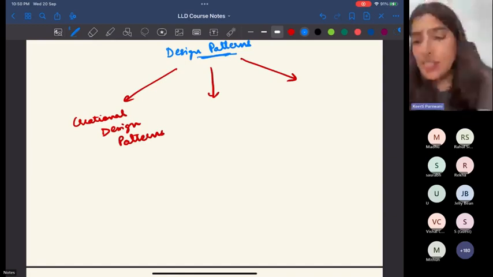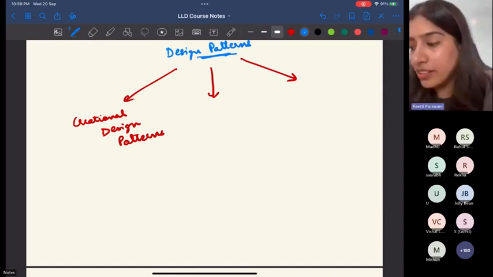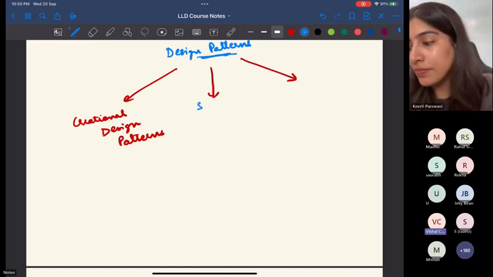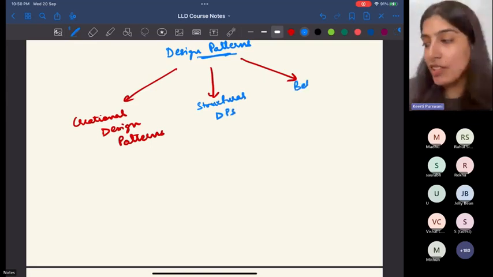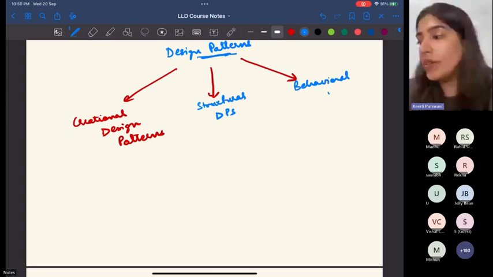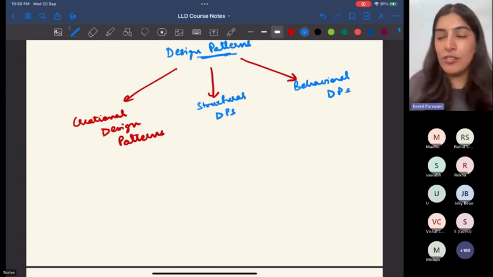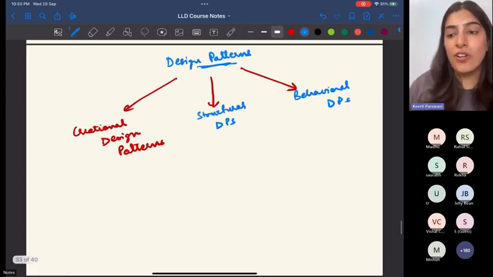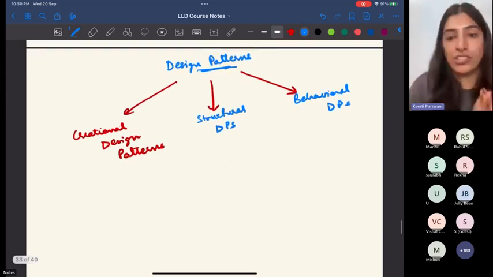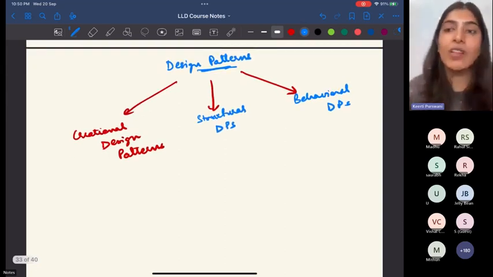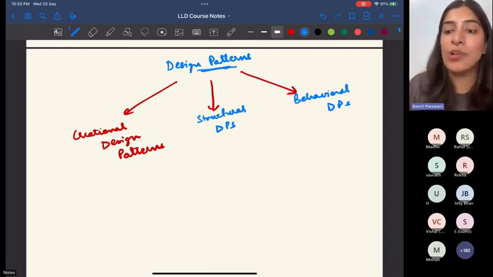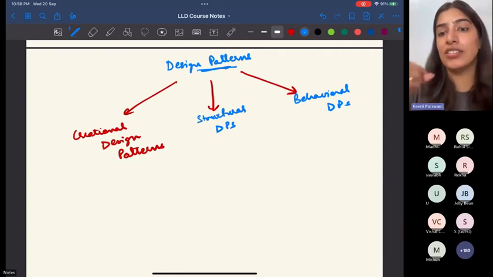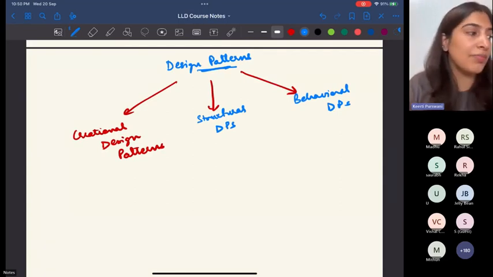What is the other one? Does anyone know the other types of design patterns? Behavioral and structural. Yes. So one of the questions that came yesterday was, what is the difference between structural and behavioral? Let me explain in terms of the definition, or in general, what is the guideline for structural and what is behavioral. Then when we pick up every design pattern, we will at that time also understand why this is a structural design pattern or why it is a behavioral design pattern.